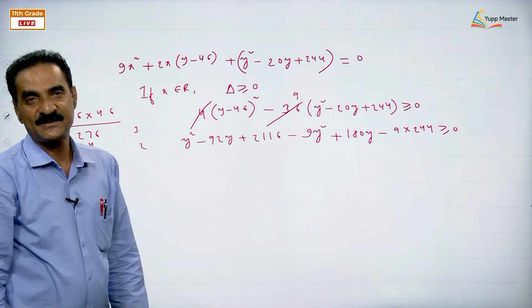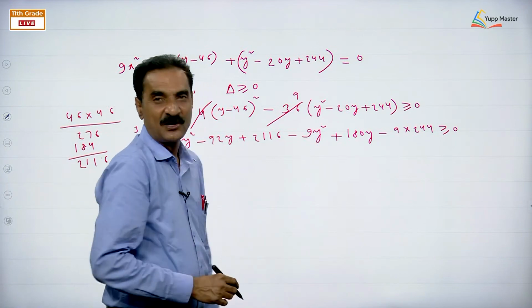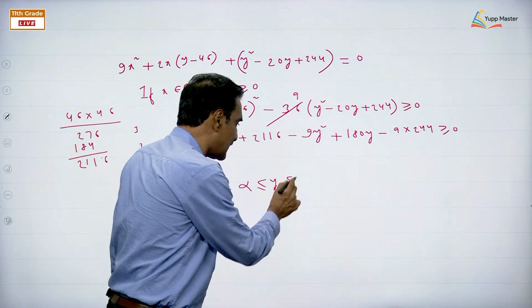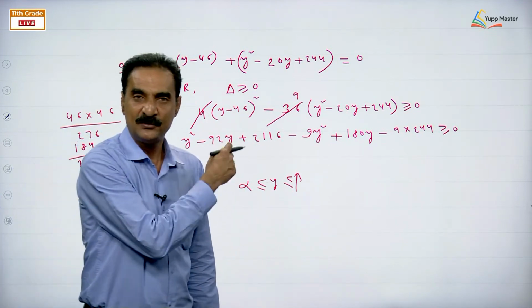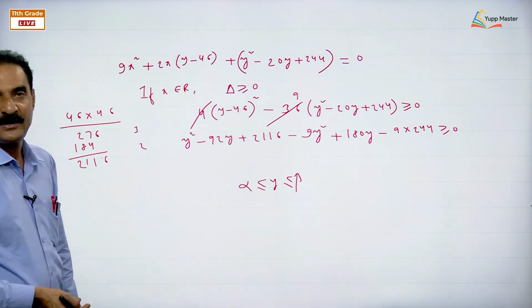Now you simplify this and find the solution of y. You will get something like alpha less than or equal to y less than or equal to beta. Then alpha is the minimum value, beta is the maximum value. Rest of the calculation you complete so that we can solve more problems. Okay.